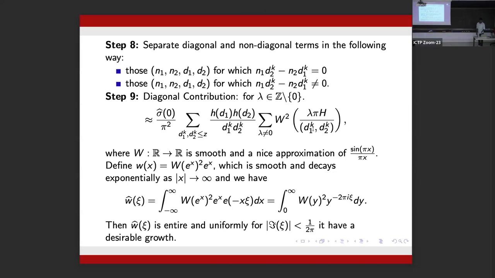And in fact, it is uniformly valid when the imaginary part of this chi is less than 1 over 2 pi, so that the modulus of y minus 2 pi i chi is bigger than 1 power. With this restriction, we have some nice growth that we require. So with this restriction, this function, this Fourier transformation small omega, has a nice growth that we require. So we provide capital omega as a nice growth so that omega tilde has enough growth that we require in our result.